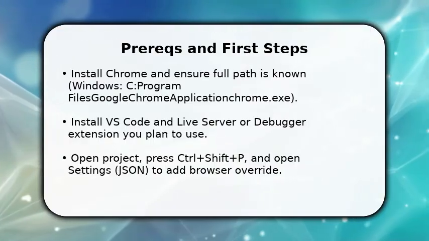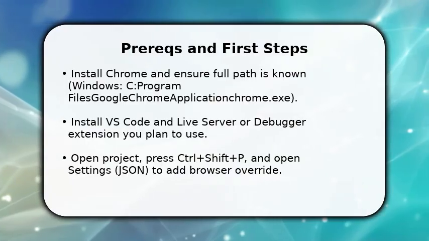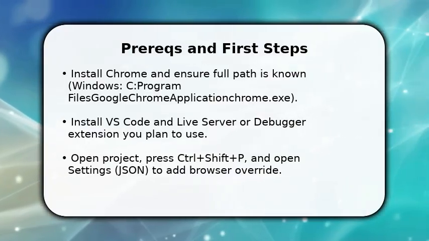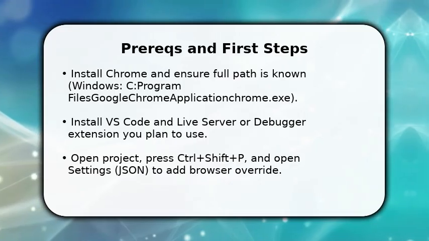You already have Chrome installed. Now you start within VS Code. Open your workspace and press Ctrl+Shift+P to open Settings (JSON).